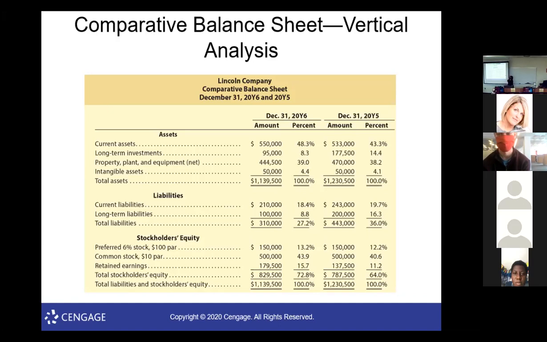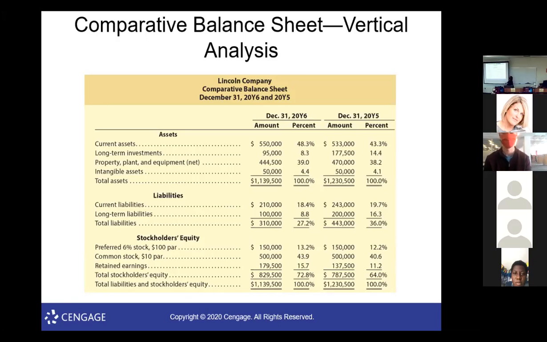So now that we know how to do the calculations, what we can say is, okay, well, current assets in the prior year represented 43.3% of the total, but in the current year represents 48.3%. So again, just showing us that as a percentage of total assets, current assets has improved from year to year. And that's always a good thing. You always want to have current assets because again, you know that you're using those current assets to pay off current liabilities.